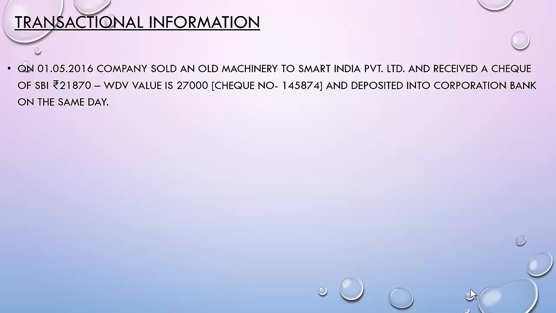On 1st 5/2016, the company sold an old machinery to Samrat India Private Limited and received a check of SBI for rupees 21,870. WDV value is 27,000. The check number is 145874 and it was deposited into Corporation Bank on the same day. So our old machinery value is 27,000 and we are selling it for only 21,870. That means we are getting a loss on sale of machinery. So let's do the same in Tally.